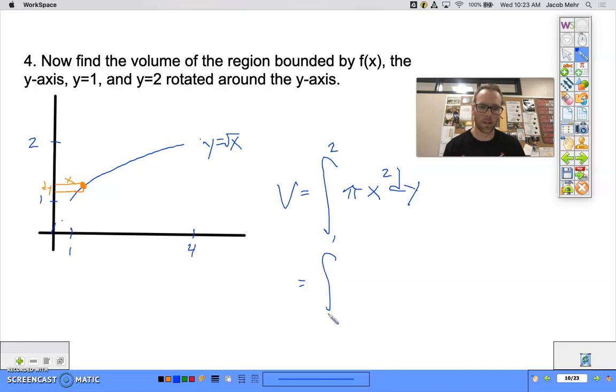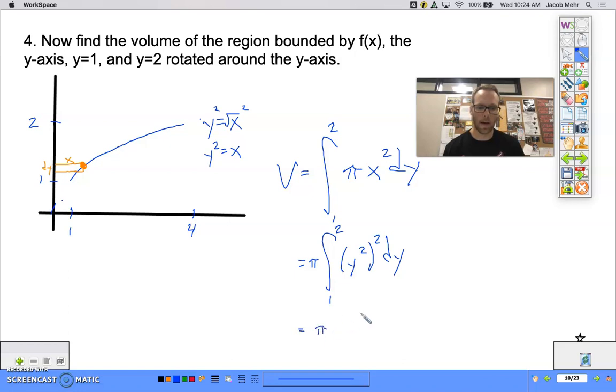This is going to be the integral. Let's take the pi out. 1 to 2 of x squared. Well, what's x? Well, we know that y equals the square root of x. So what does x equal? x equals y squared. Okay, and we needed to have a y in there because we're integrating with respect to y.